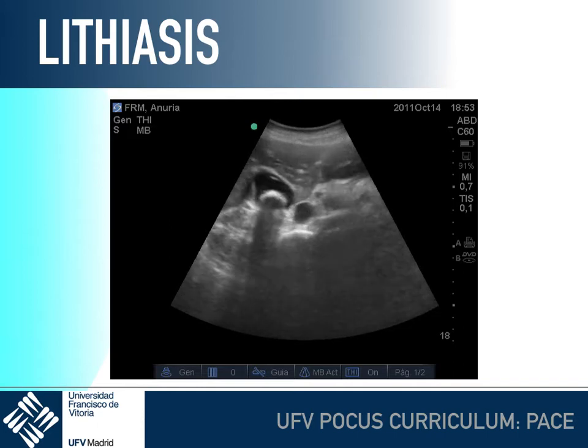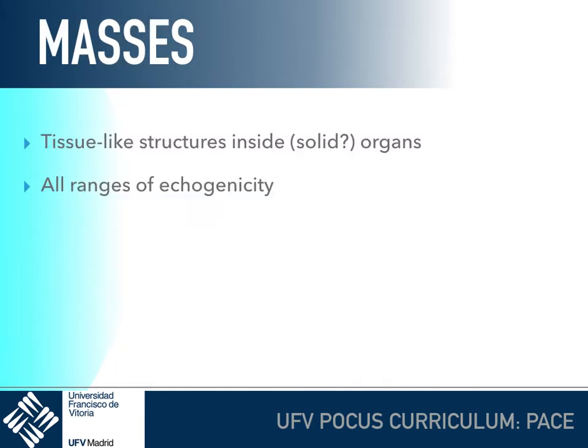We can evaluate as well stone-like structures inside solid organs, but these will be calcifications instead of lithiasis. Another structure we can evaluate, which can be normal or not, are the masses. Masses are tissue-like structures inside mainly solid organs as well.